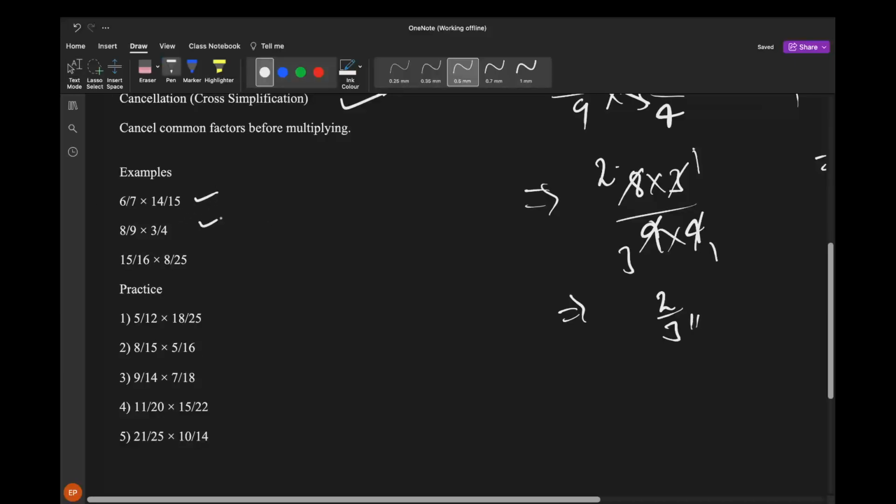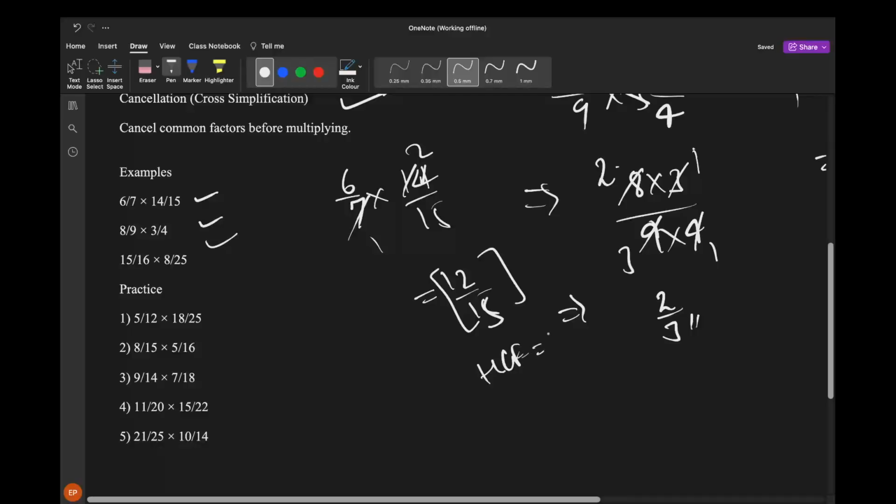Here are some other three examples. 6 by 7 into 14 by 15. 7 1s are 7, 7 2s are 14, 6 2s are 12 divided by 15. How can we know whether it is simplified or not? Do these two numbers have HCF as 1? No, HCF is not 1. You can check using the HCF method. These can be cancelled by 3, 3 4s are 12, 3 5s are 15, 4 by 5.